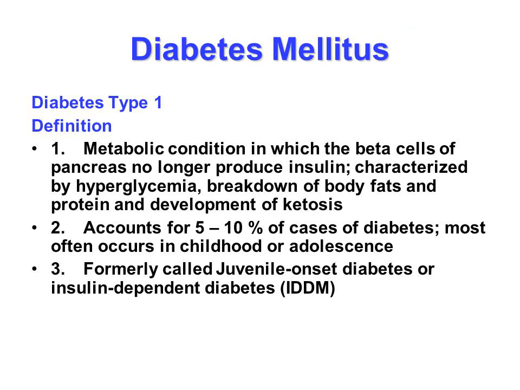1. Metabolic condition in which the beta cells of the pancreas no longer produce insulin, characterized by hyperglycemia, breakdown of body fats and protein and development of ketosis. 2. Accounts for 5 to 10% of cases of diabetes, most often occurs in childhood or adolescence. 3. Formerly called juvenile onset diabetes or insulin-dependent diabetes, IDDM.